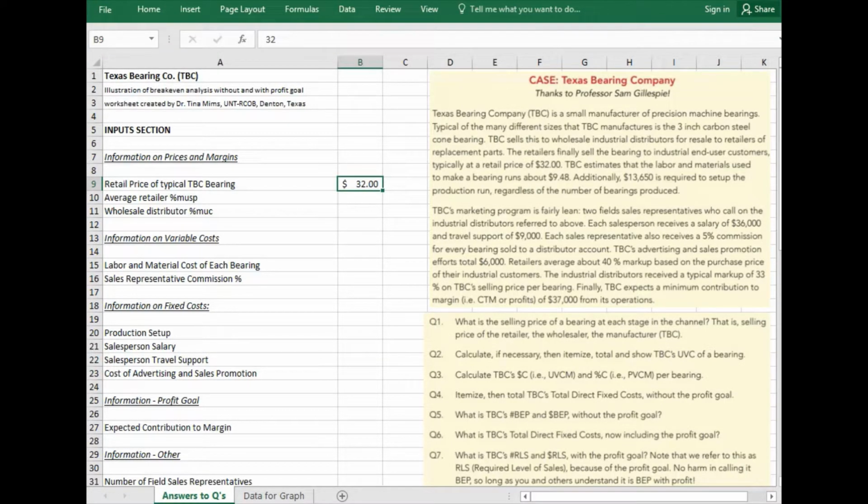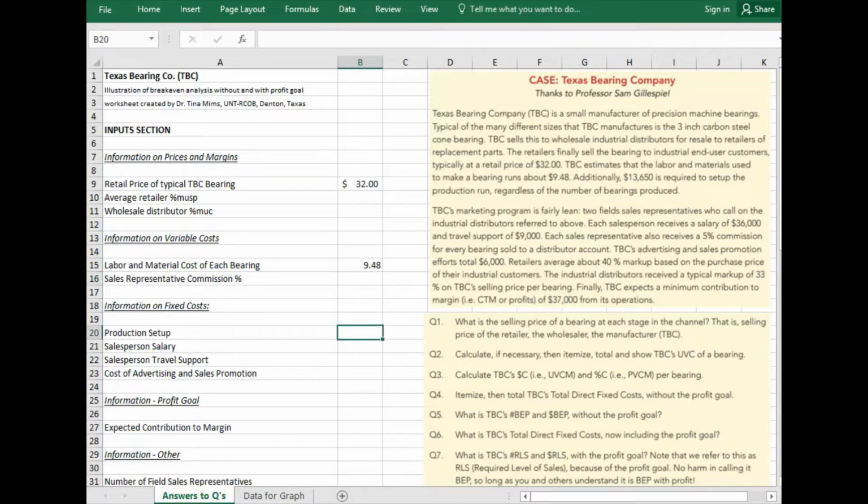and as we get a chance to, we're going to put in some of the information that we have here. For example, we know the retail price is $32. We can see that in our explanation. We're going to take a little bit and read on. TBC estimates labor and materials to be $9.48. So I'm going to put in $9.48 under our variable costs.